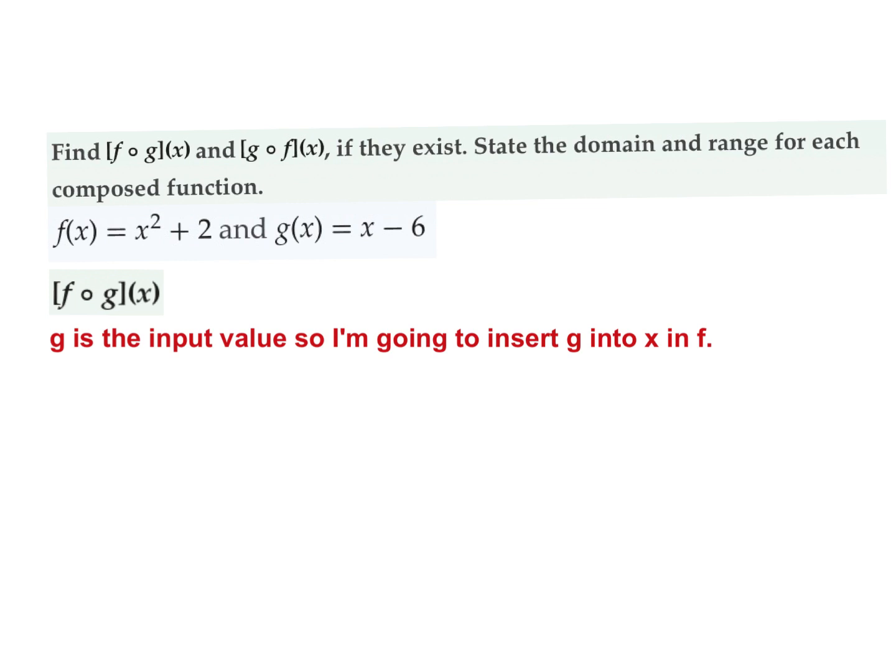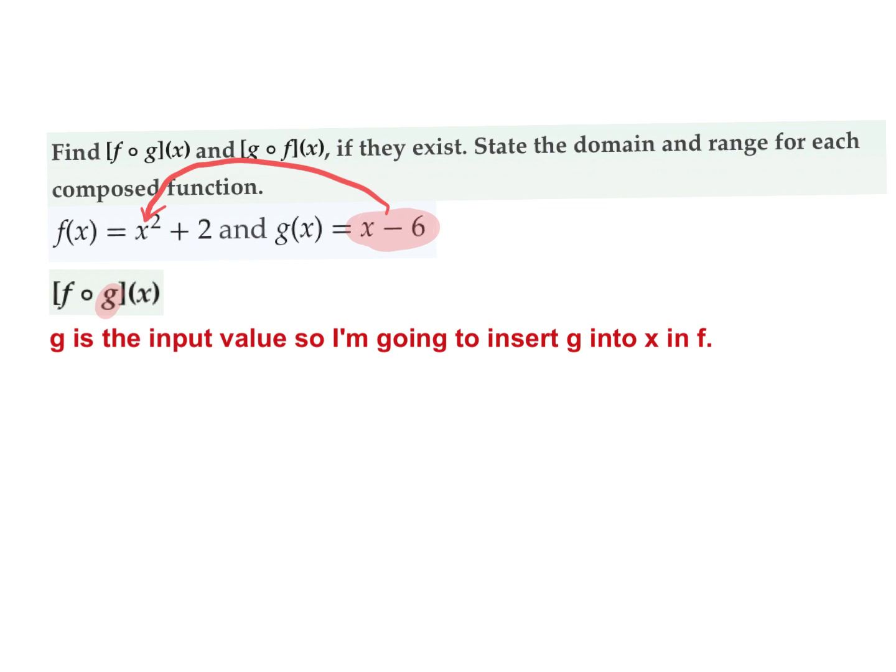In these cases, instead of inserting a number, we are going to insert another function. Since g is the input value, I'm going to take g, which is x minus 6, and insert it everywhere there's an x in f. In this case, there's only one x, in x squared. If this had an x on it too and was 2x, then I'd have to insert it there as well. Think about what we did when this would have been a number. Anywhere there was an x, we put that number in. It's a very similar idea, except instead of it being a number, it's going to be an entire function.